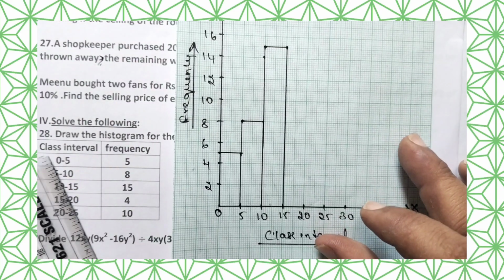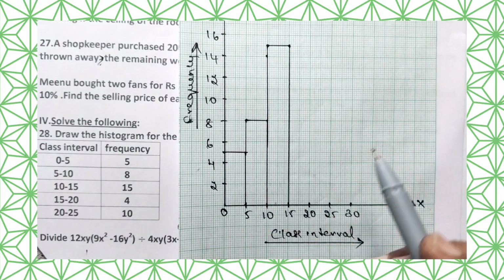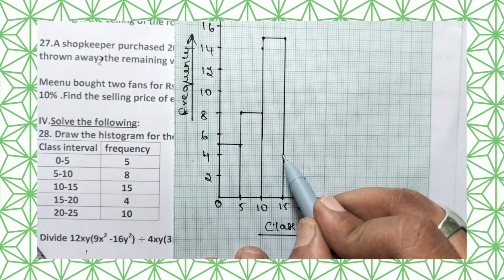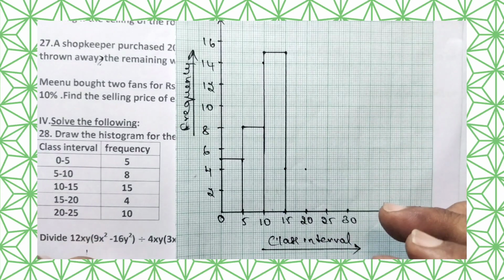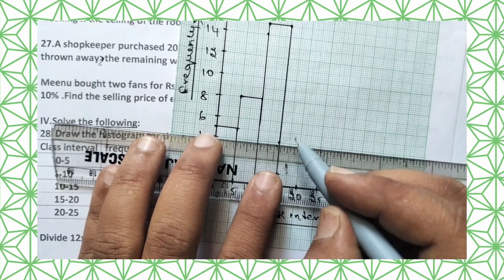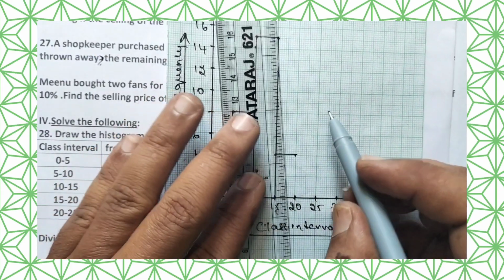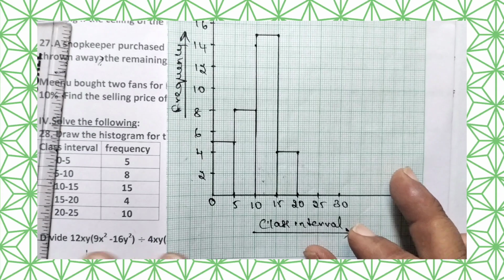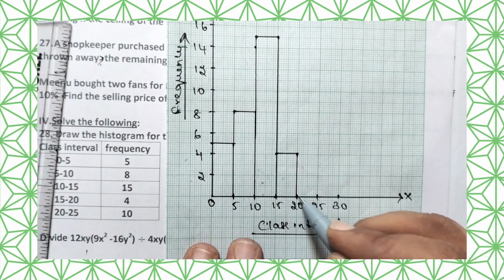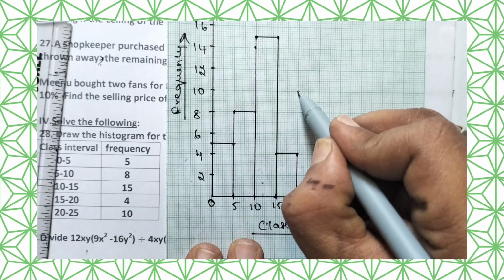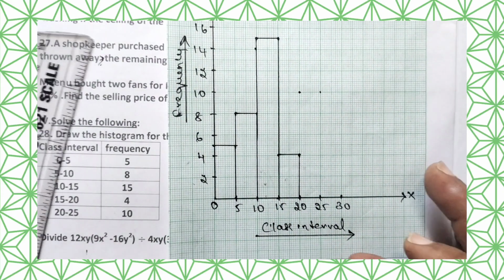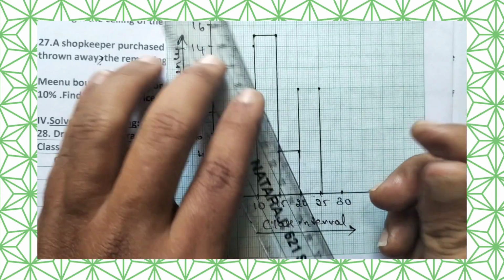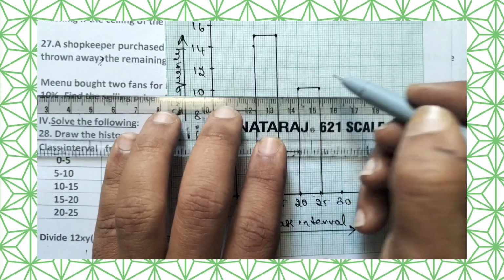Next, 10 to 15 is 15 done. 15 to 20 is 4. For this range 15 to 20 the frequency is 4, see it is here. So here we have to mark 4. So now let us draw it. Next 20 to 25 is 10. For the range 20 to 25 it is 10, so here we have to mark 10. So like this we have to mark it.